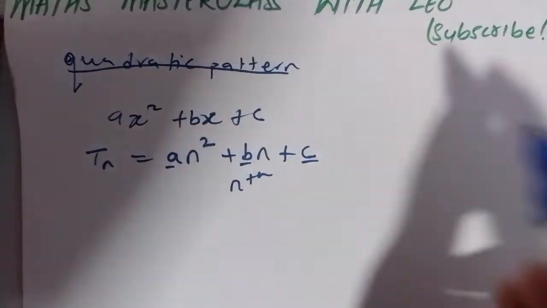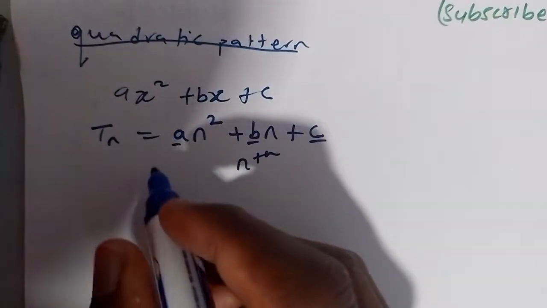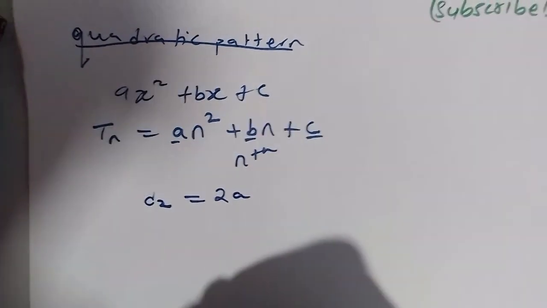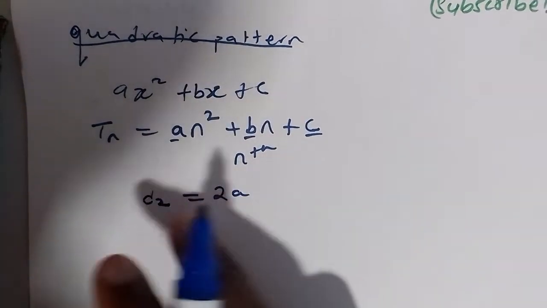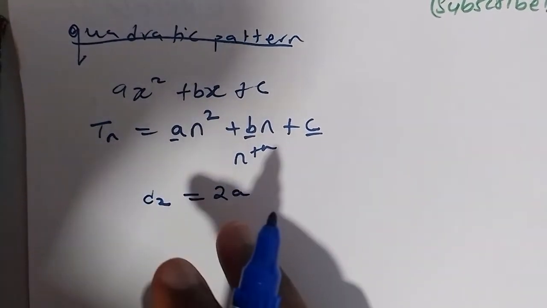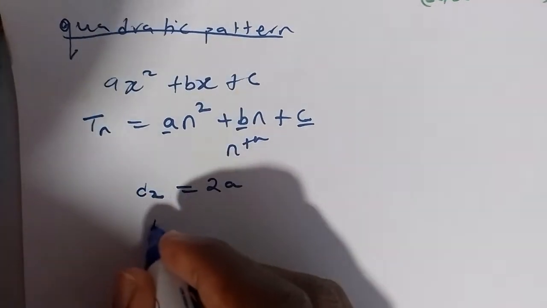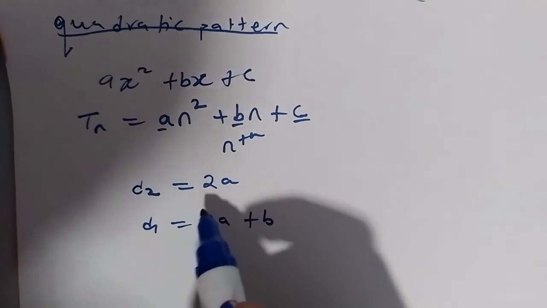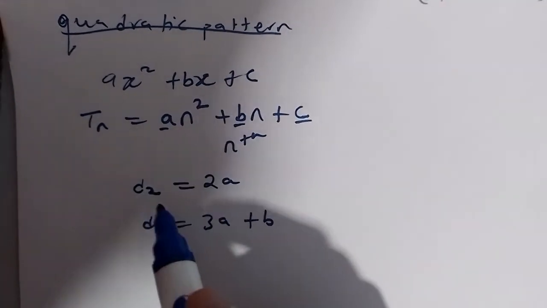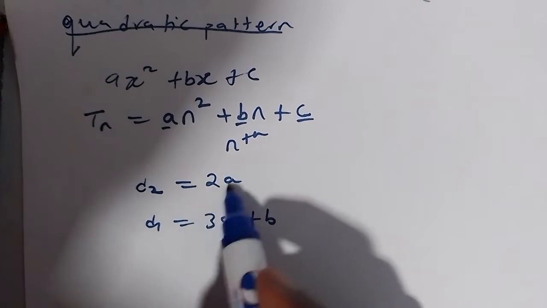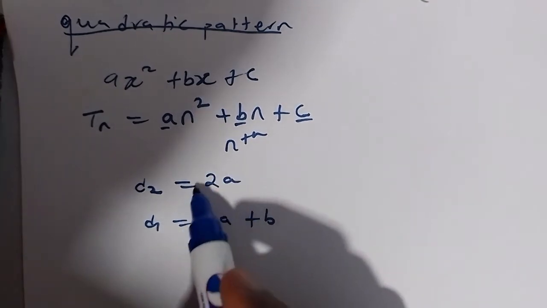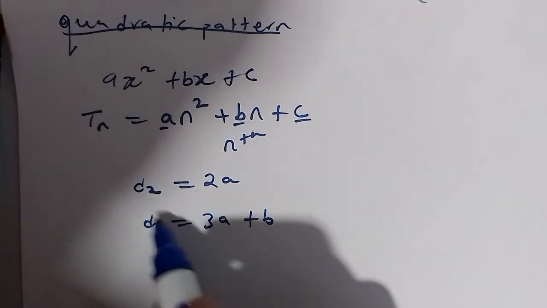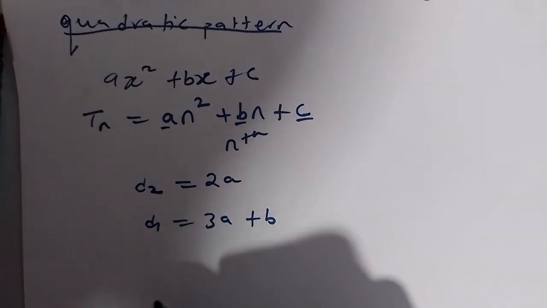How do I calculate that? I can calculate them by saying, okay, d2 is equal to 2a, or the second common difference is equal to 2a, right? And then d1 is equal to 3a plus b. If I use this formula, I would have calculated the value of a here. After calculating the value of a, I'll substitute it here and then get the value of b, because I'll be having the first difference, right?